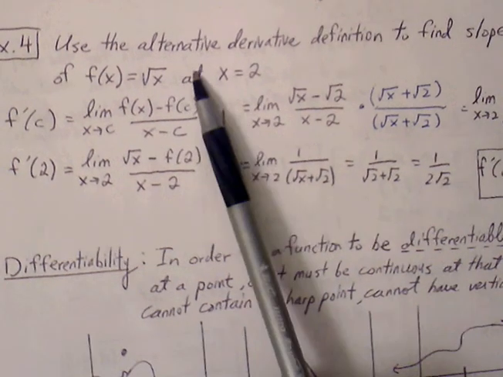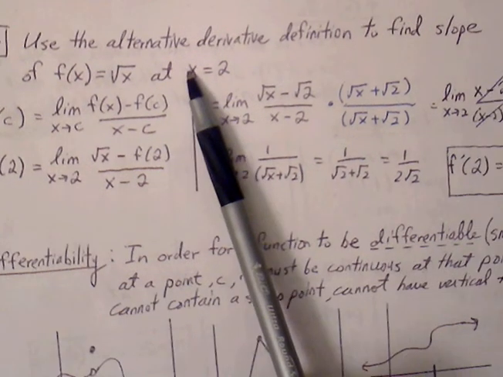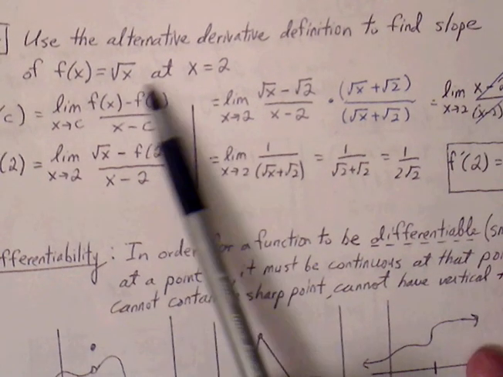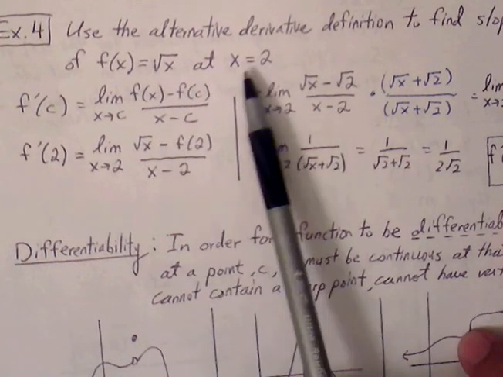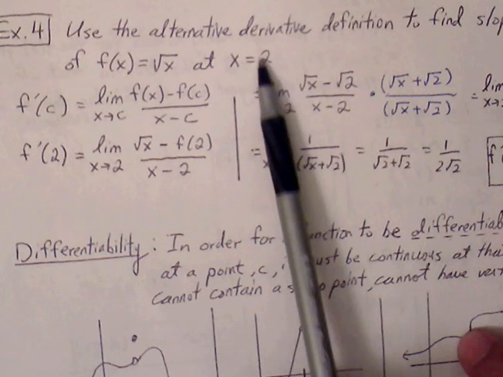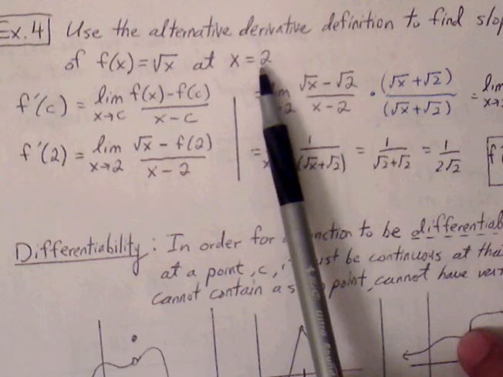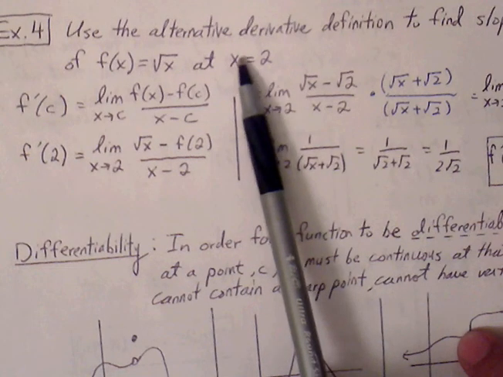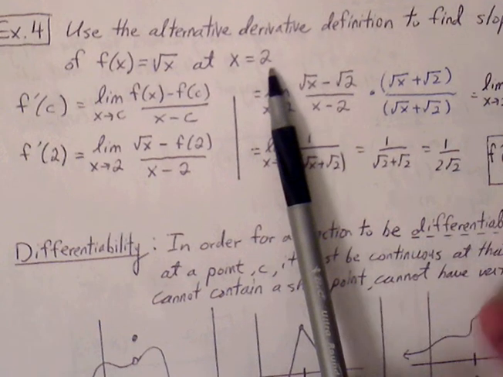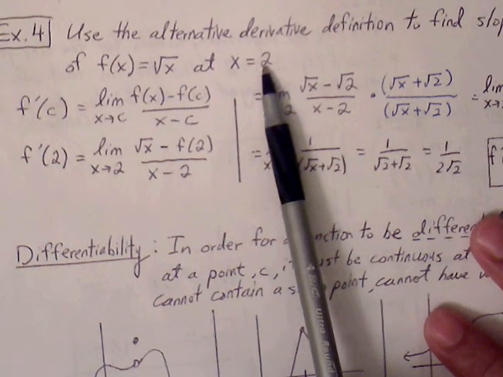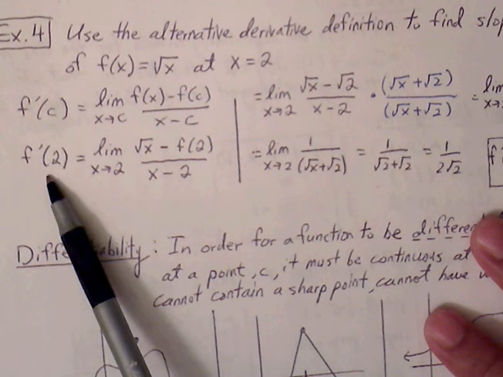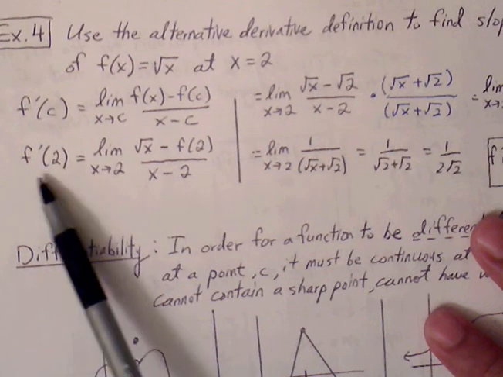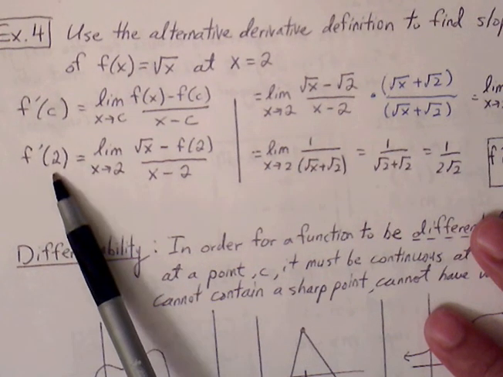an example of that. So let me just start off with example 4 here. Use the alternative derivative definition to find the slope of f of x equals root x at x equals 2. So here is our alternative definition. X equals 2 is the target x value that we want to find the slope for this function. So we should say c is equal to 2, but x equals 2 is fine as well. So I'm going to plug 2 in for c. Every c value gets replaced with 2. I want to find f prime of 2, the slope of the tangent line to this curve of root x.